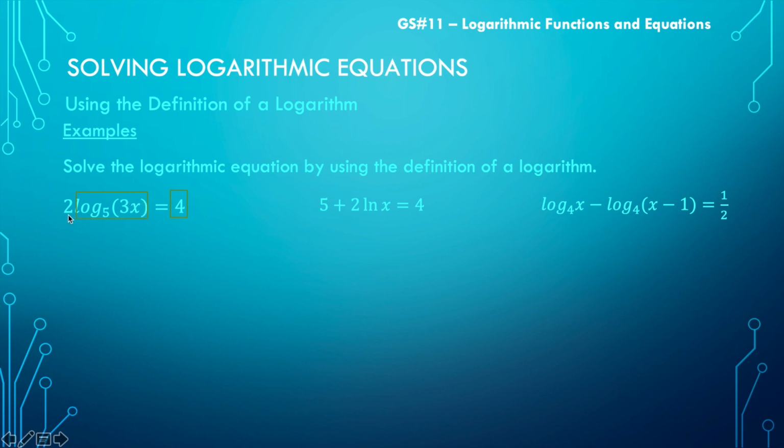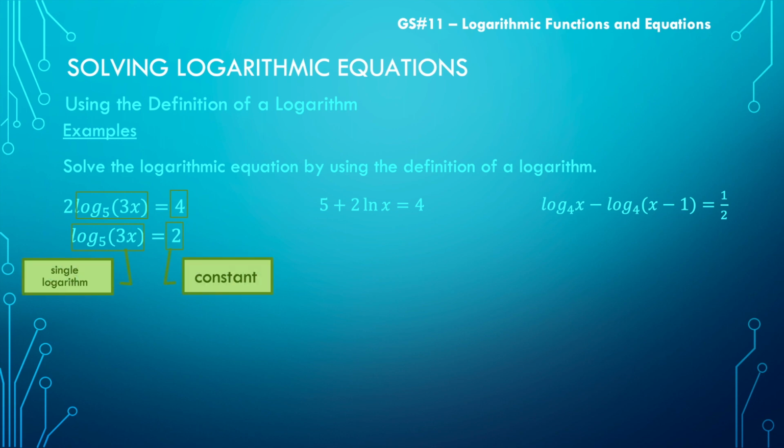So how would I get rid of this 2? I would divide that out. And I can say log base 5 of 3x is equal to 2. Now, since I have a single log and it's equal to a constant, I can rewrite it in exponential form and say 5 squared is equal to 3x, and solve for x by saying that x is equal to 25 divided by 3.